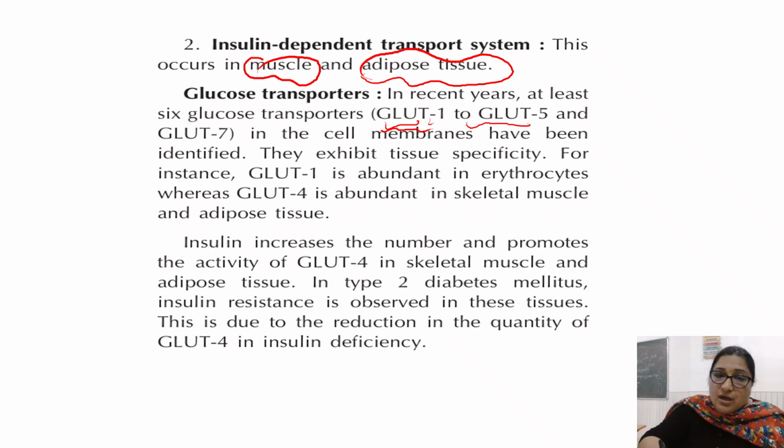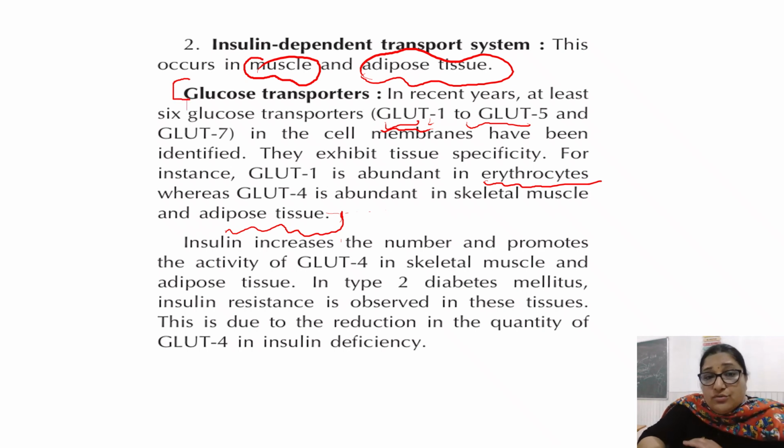Now let's say GLUT1 is found in erythrocytes, whereas GLUT4 is abundant in skeletal muscles and adipose tissue. Remember, when we are talking about glucose transporters in this slide, there is also an insulin independent transport system.